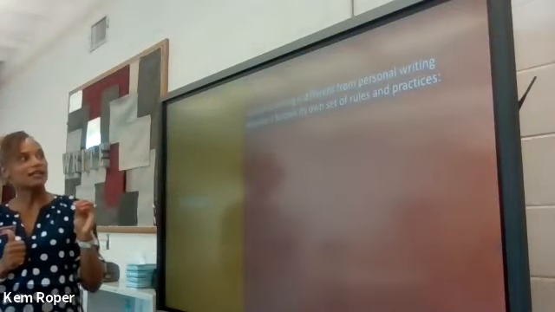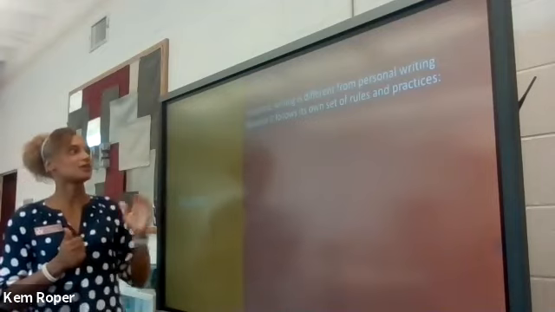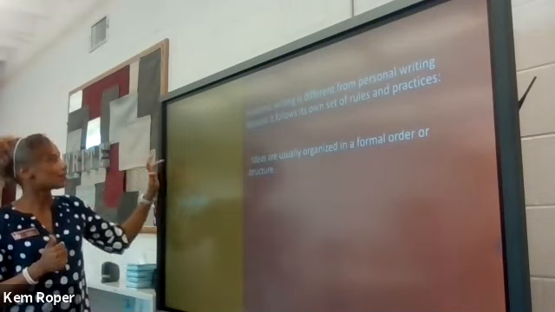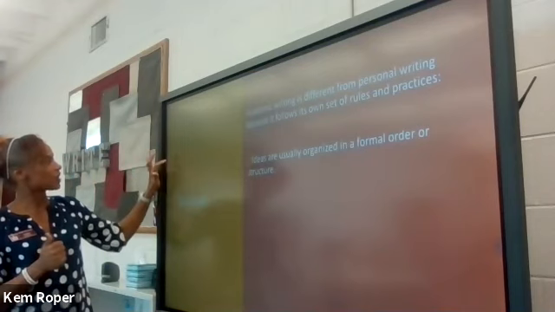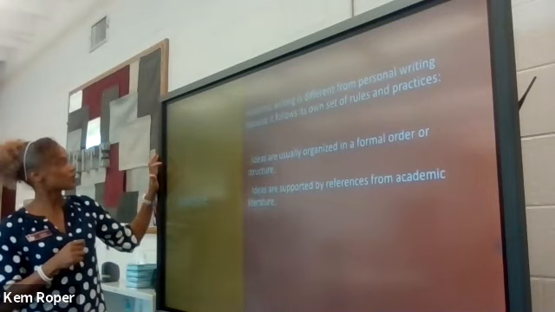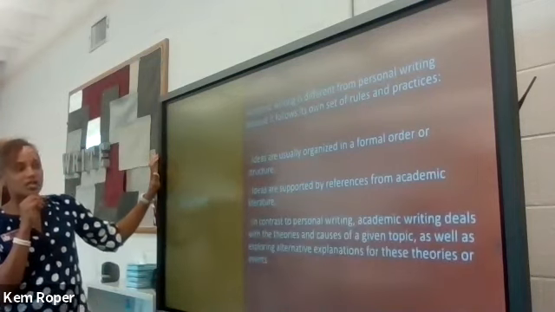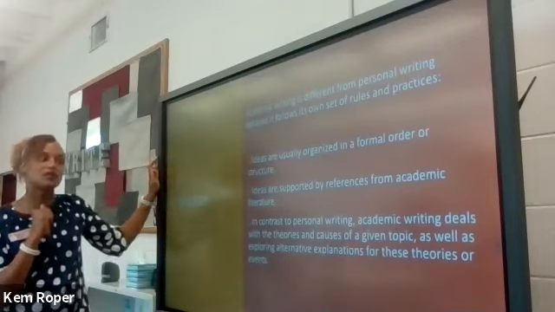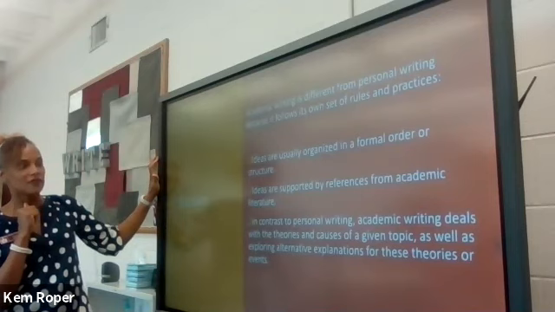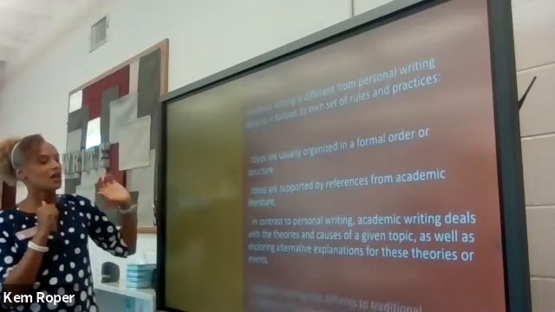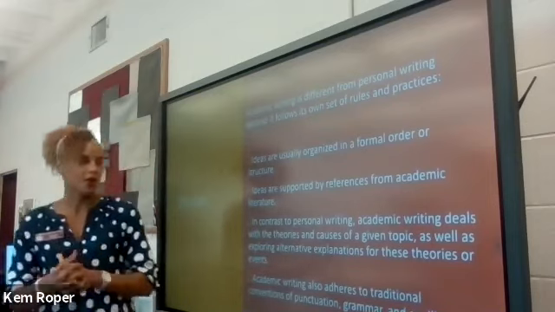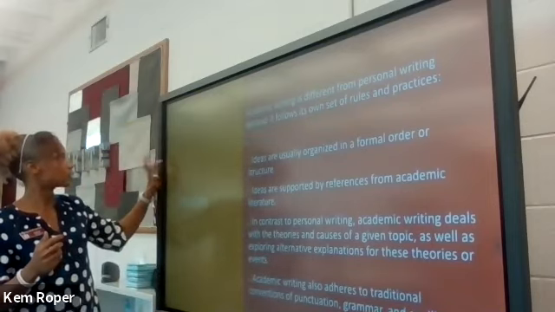So academic writing is different from personal writing because it follows its own set of rules and practices. Ideas are usually organized in a formal order or structure. They are supported by references from academic literature. In contrast to personal writing, academic writing deals with the theories and causes of a given topic, as well as exploring alternatives for those theories or events. And academic writing adheres to traditional conventions, punctuation, grammar, and spelling, of course.